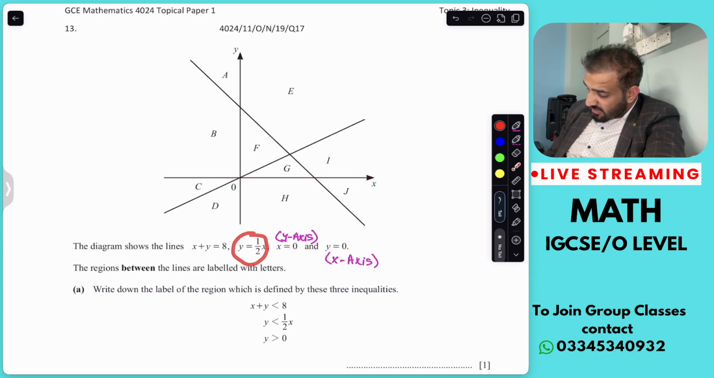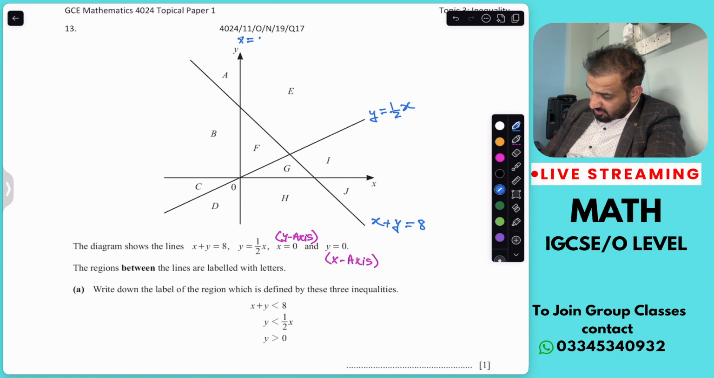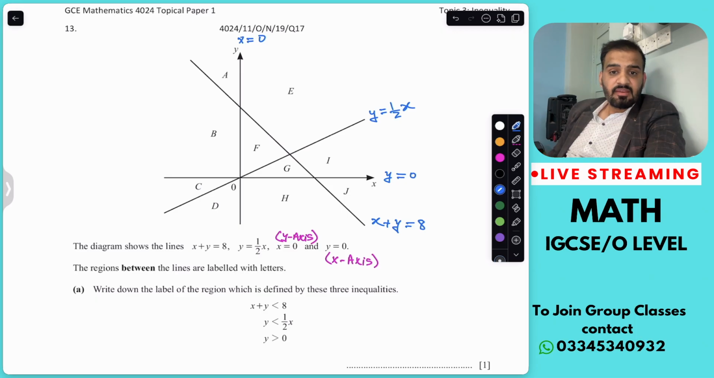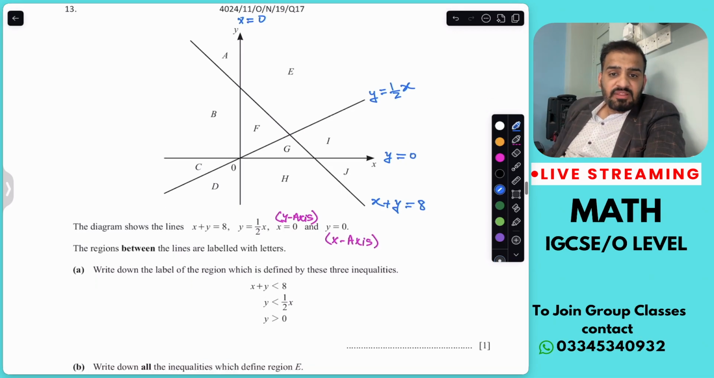y is equal to 1 over 2x. It is passing through the origin, this line. So this line is y is equal to 1 over 2x or simply x over 2. The other line is x plus y is equal to 8. This line is x is equal to 0, which is y-axis. This line is y is equal to 0, which is x-axis. The regions between the lines are labeled with letters. Write down the label of the region which is defined by these three inequalities.